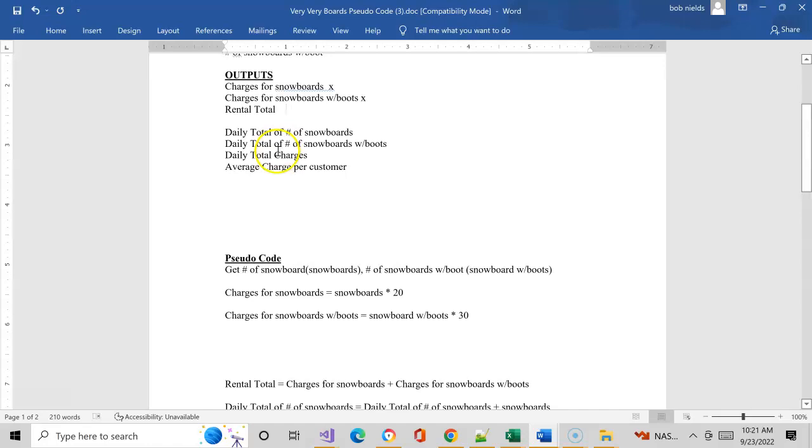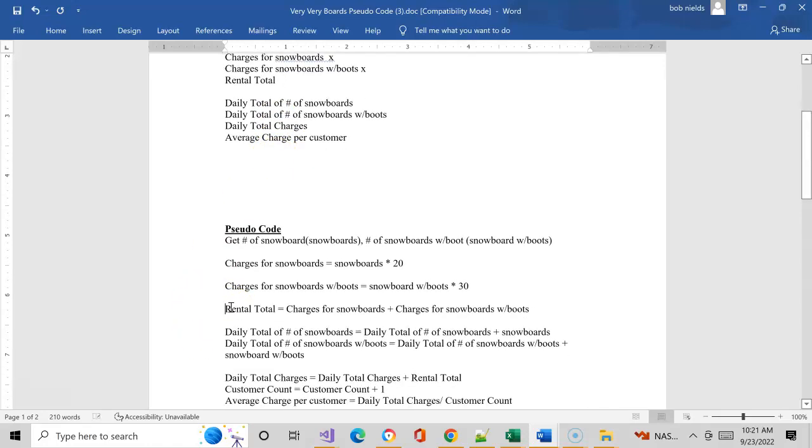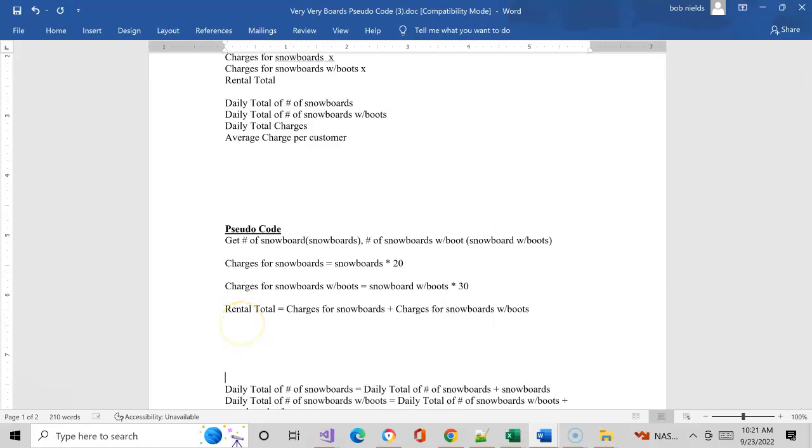Rental total. Rental total is pretty simple. I'm going to add those two charges together, right? Again, this is almost how I would tell somebody to do this manually, correct? This is how you would do this manually. It has nothing to do with a computer.